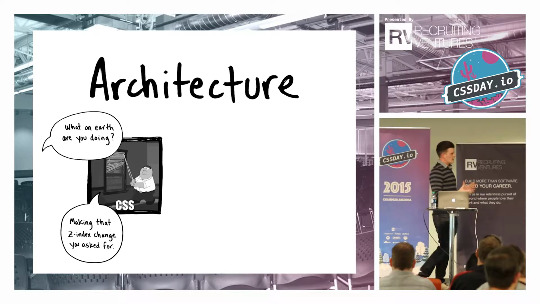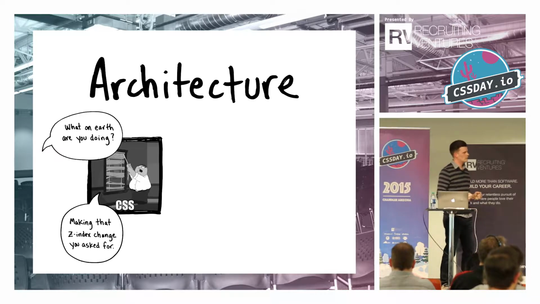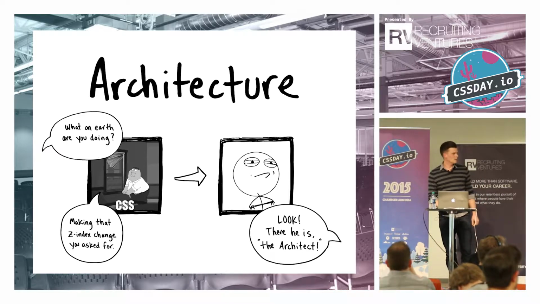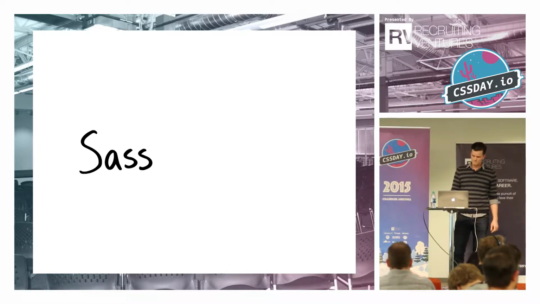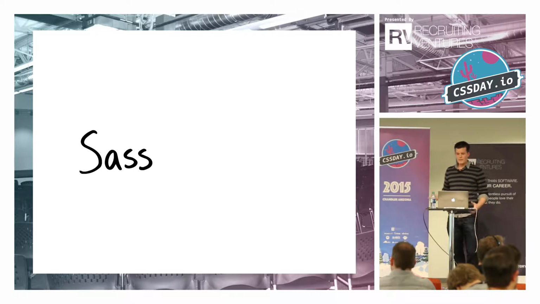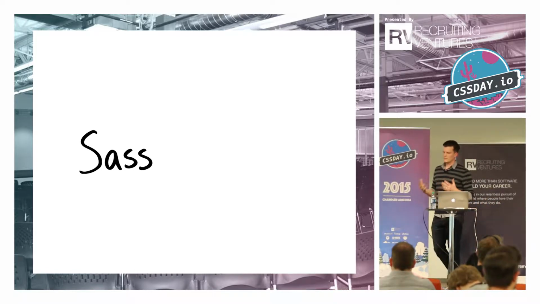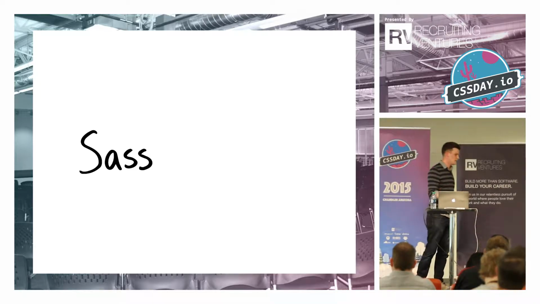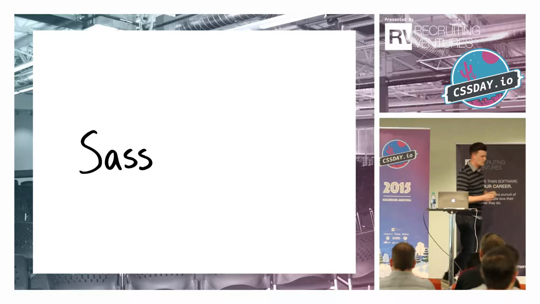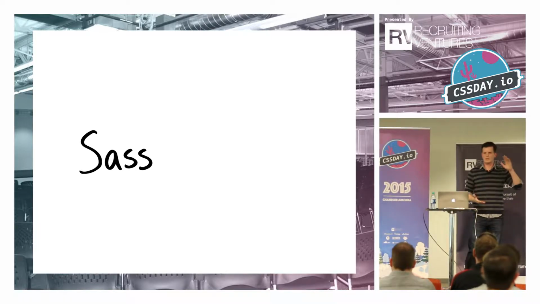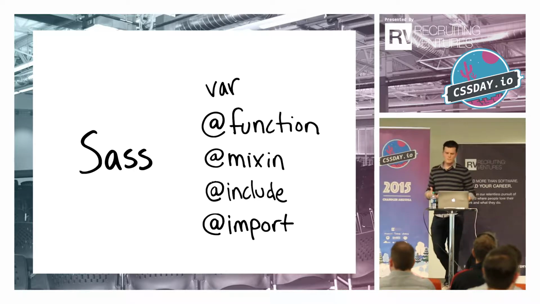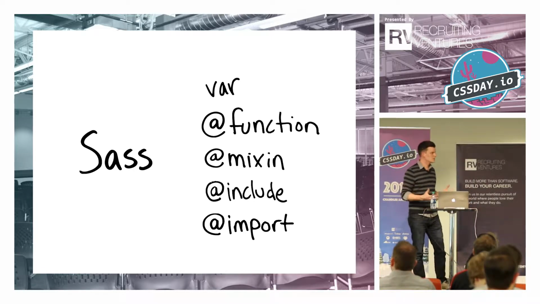So how do we go from this guy fighting with his code base to this guy? Look at him. He's the architect. We can combat that with preprocessors, right? We've been missing some stuff in CSS for a while. When we have to maintain code bases, when we have to do this repetitive task, we have to go in and make a small change. That gets scary when you have one big, giant, flat style.css file. So Sass gives us a few things: variables, functions, mix-ins.